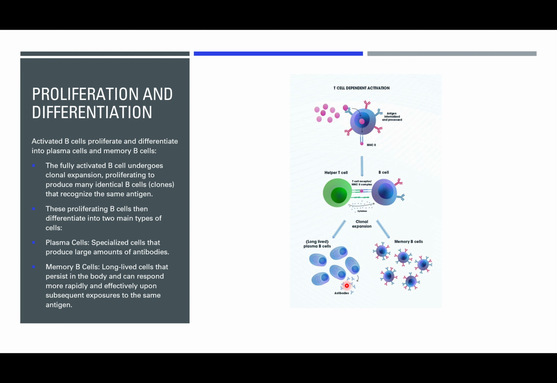A T cell will come and bind to that complex, and the helper T cell will now produce cytokines. That will help with the clonal expansion, proliferation, and differentiation of the B cell into plasma B cells and memory B cells. We know that the memory B cells will be there for the secondary response, and the plasma B cells will be there for the production of antibodies.